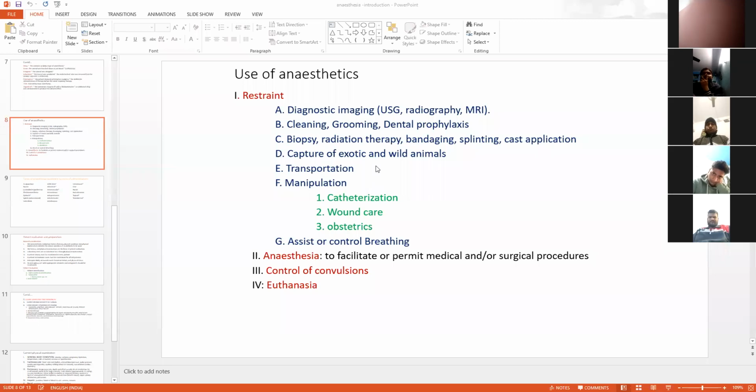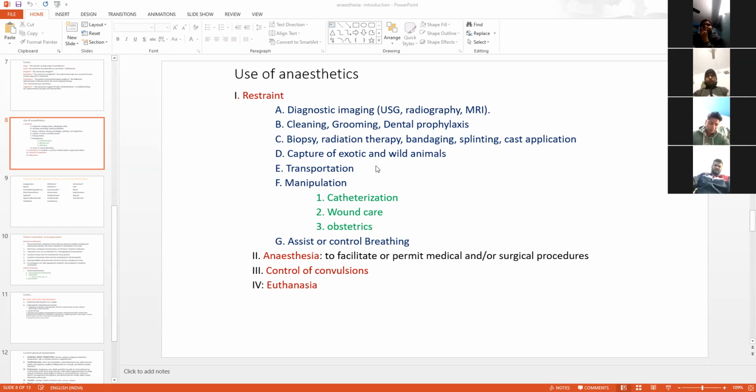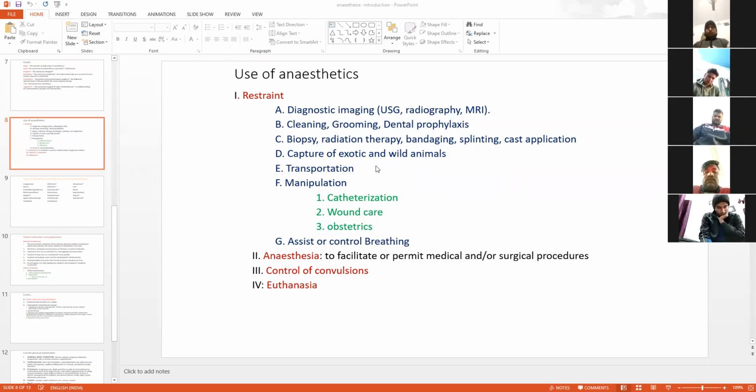The third one is biopsy, radiation therapy, bandaging, splinting and cast application. Many times in fracture cases, some wound is there. Most of the time we apply splints and casts without any anesthetic manipulation. But if pain is there and the animal is not going to cooperate, then definitely the use of anesthesia is required. So for bandaging, radiation therapy and collection of biopsy samples from the liver, anesthetics are also required.